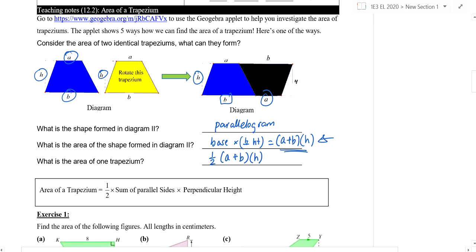Over here, we have just derived the formula for area of a trapezium, and we usually read it out this way. The area of a trapezium is half times the sum of the parallel sides, in this case A plus B. We add them up and we multiply it by the perpendicular height.